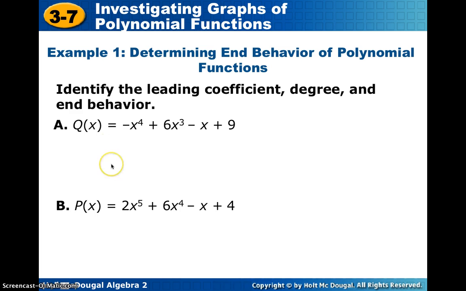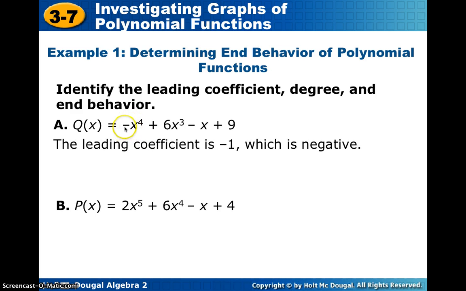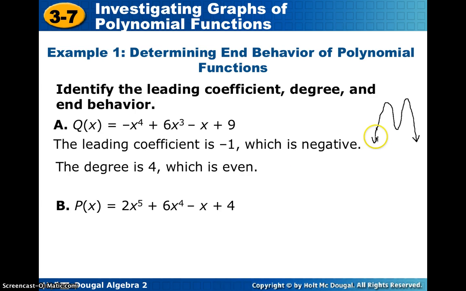Okay, so let's see if we can identify the leading coefficient, degree, and end behavior. Here we have a leading coefficient of -1. Okay, so the leading coefficient is negative. That lets us know the function is going to end facing down. Then we have a degree of 4. 4 is even, so that lets us know the function is going to end and start, both arrows are going to face the same way. So if I were to make a little sketch of this, it might look like this. 1, 2, 3, 4, and both arrows pointing down.